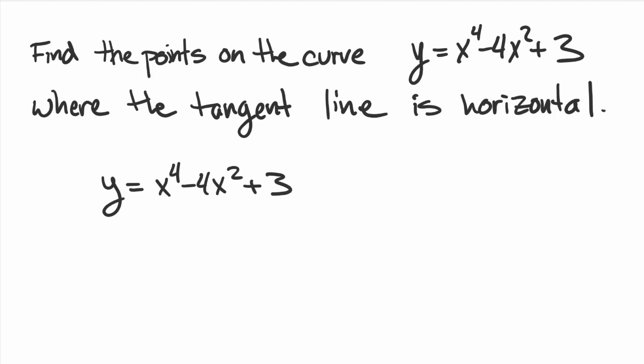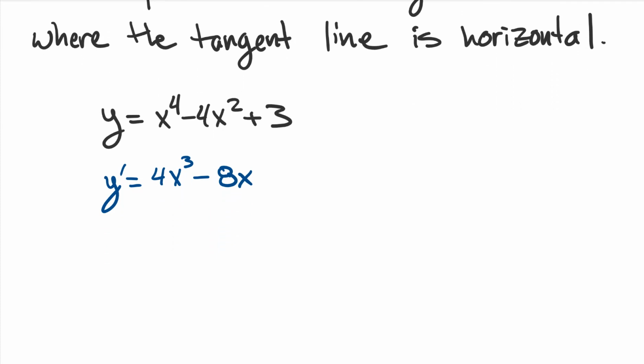It is already set up. We take our derivative, let's write it as y prime. We get 4x cubed minus 8x. Not so bad. Now here's the game. We took a derivative. We're super happy with ourselves.